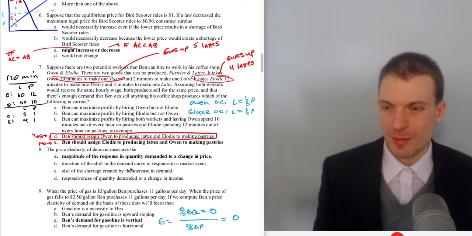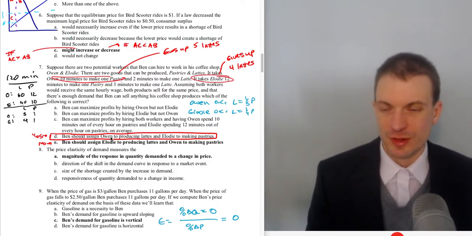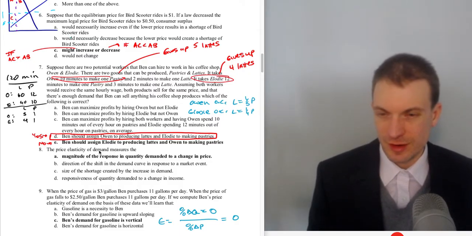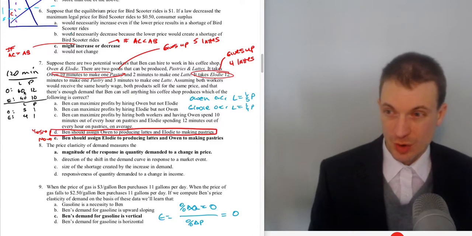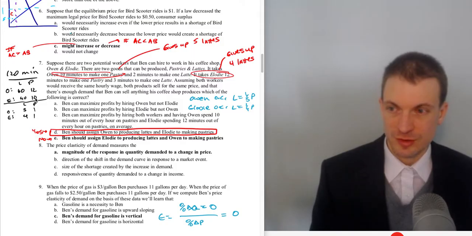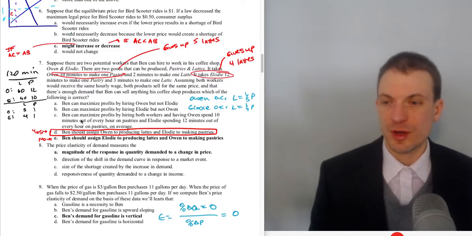Elodie has the lower opportunity cost of making pastries, therefore the comparative advantage. And by extension, Owen has the lower opportunity cost of producing lattes, and then comparative advantage in lattes. So you can have the absolute advantage in both goods, or in one or the other good. Here, Owen has an absolute advantage in both, because we get 60 lattes versus Elodie's 40, and 12 pastries versus Elodie's 10. So Owen has an absolute advantage in both goods. You can only have a comparative advantage in one good.